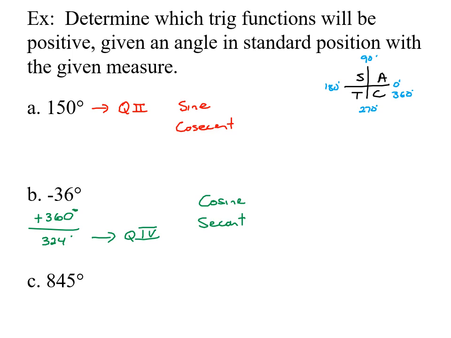Now, 845 is too big. So it's not between 0 and 360. It's just gone around too many times. So we actually have to subtract off 360 twice here. If you subtract it off twice, you'll end up with an angle of 125 degrees. That is in quadrant 2. So just like part A, that would be sine and its reciprocal cosecant. Both of those are positive in quadrant 2.